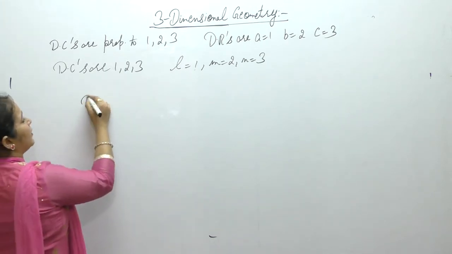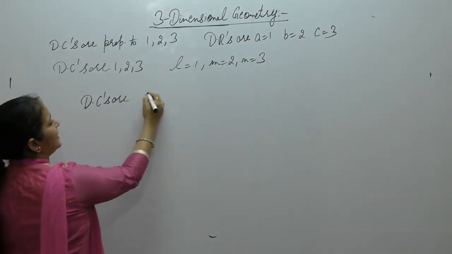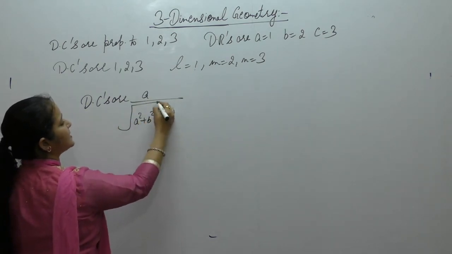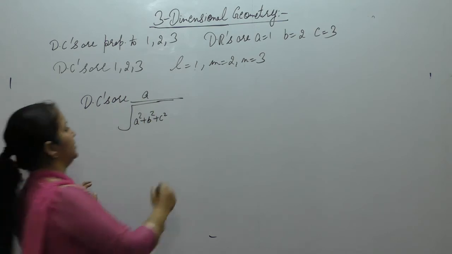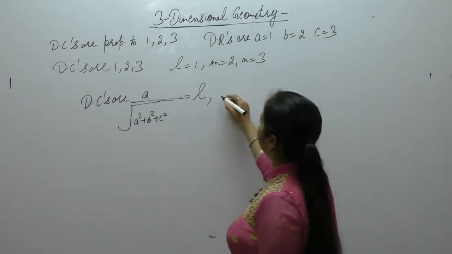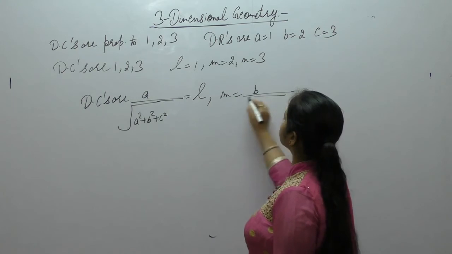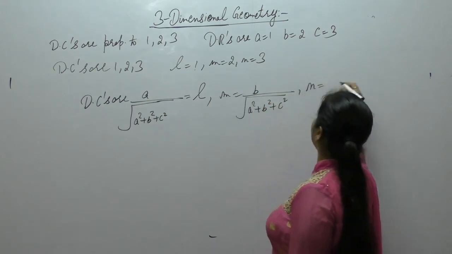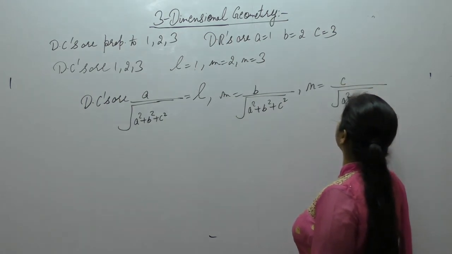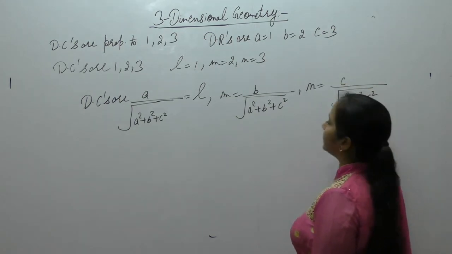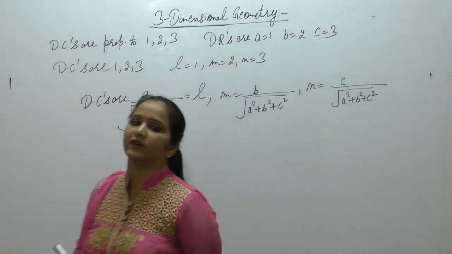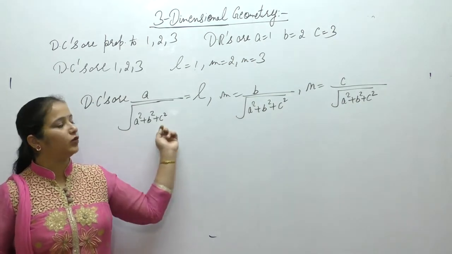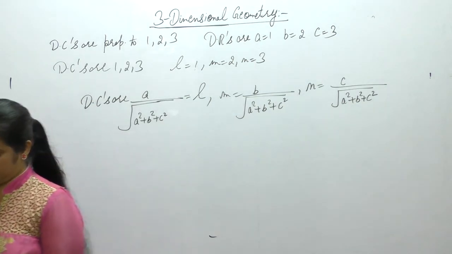Now we have formulas for the direction cosines. L is A upon square root of A square plus B square plus C square, M is B upon square root of A square plus B square plus C square, and N is C upon square root of A square plus B square plus C square. If we have given direction ratios and we want to find the direction cosines, then we will use this formula.